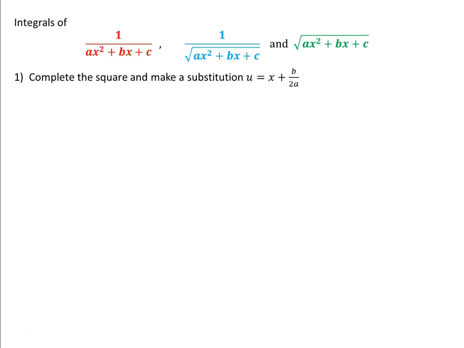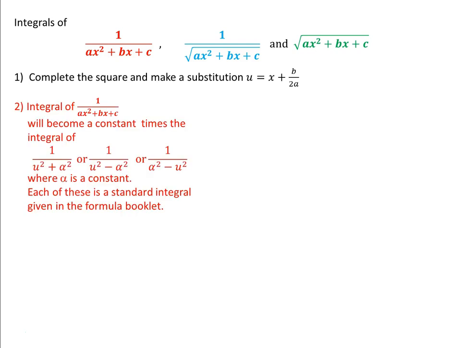We need to be able to handle integrals of these 3 types. And one strategy for doing these would be first of all to complete the square of the quadratic expression, and then having completed the square, make a substitution. Having done that, if the original integral was 1 over ax squared plus bx plus c, you should end up with something of the form 1 over u squared plus alpha squared, or 1 over u squared minus alpha squared, or 1 over alpha squared minus u squared. Each of those are standard integrals given in the formula booklet.